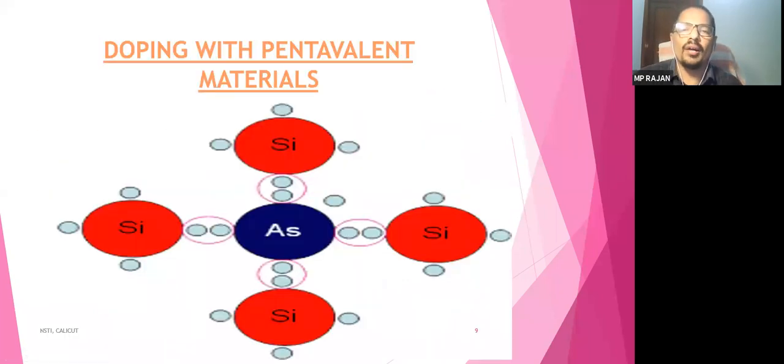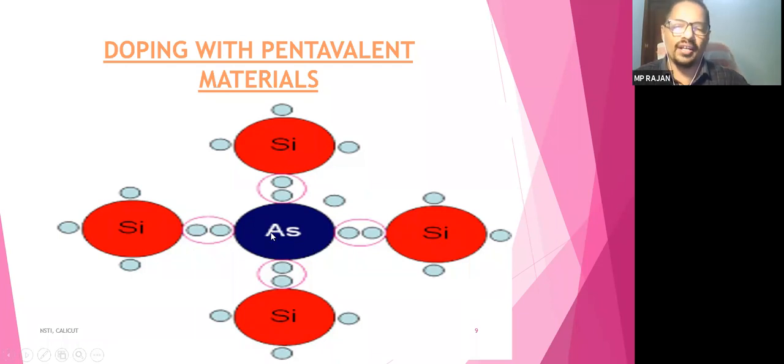Now, come to the doping. I said it is electrically neutral. Now, if you add some other material, which is called doping, having a different atomic number, let us see what that is. These are the silicon atoms. We are adding a pentavalent material which is called arsenic. That is adding, generally we can say, an impurity. Without impurity, we say the semiconductor is an intrinsic semiconductor. When you add doping or impurity, we say extrinsic semiconductor.